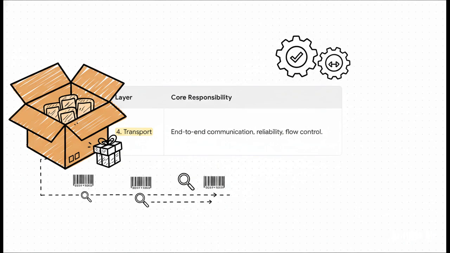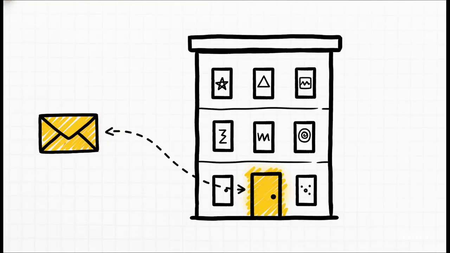This is like putting our locked box into a sturdy shipping box and slapping a tracking number on it. For web browsing, this layer uses a protocol called TCP, and it adds a really important label, the port number. Now, think of an IP address as the street address of a giant apartment building.